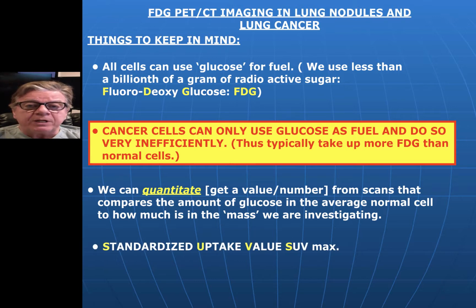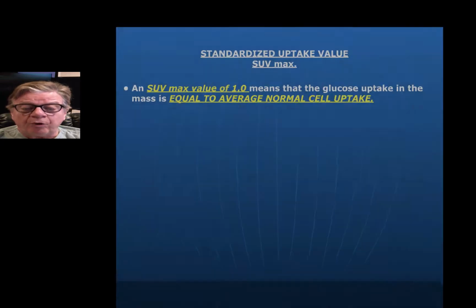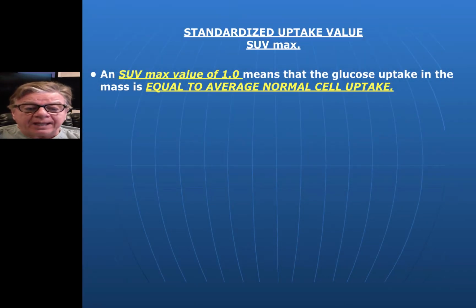There's many ways of doing this, but the most common one is called the standardized uptake value, or the SUV max. So we take the maximum amount of glucose in the tumor or mass we're looking at versus normal tissue. Let's expand on that. An SUV max value of 1 simply means that the glucose uptake in the mass we're looking at is equal to that of normal cells. Doesn't mean it's normal, but it's equal. That's what the value means.